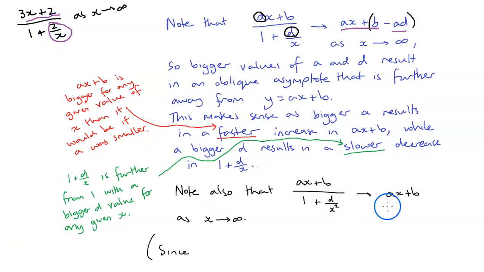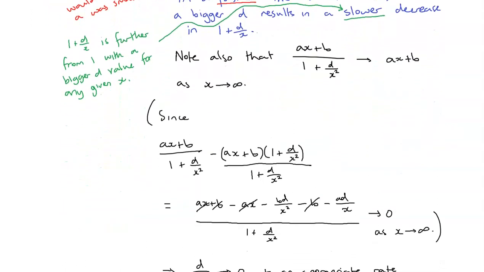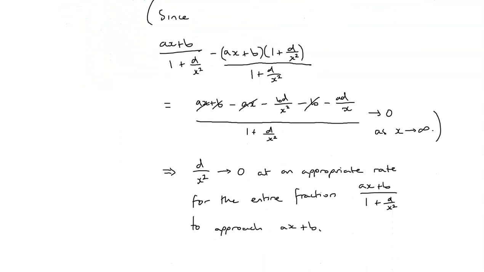I've written a little bit more down here, just for interest. It's interesting to note that (ax + b) divided by (1 + d/x²) does tend towards ax + b as x tends to infinity. You can pause the video and prove that however you like. I've got a proof down here. Let's take a look.